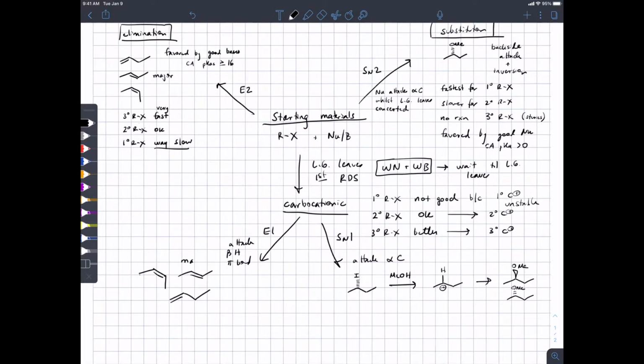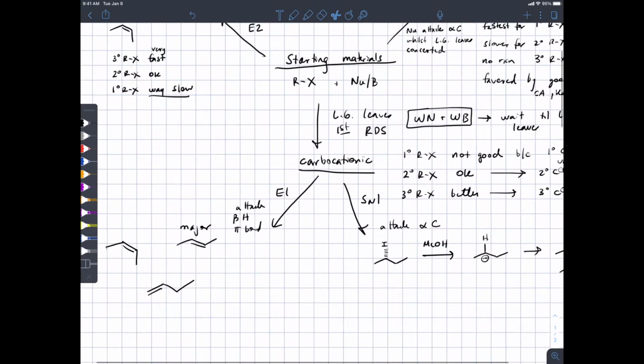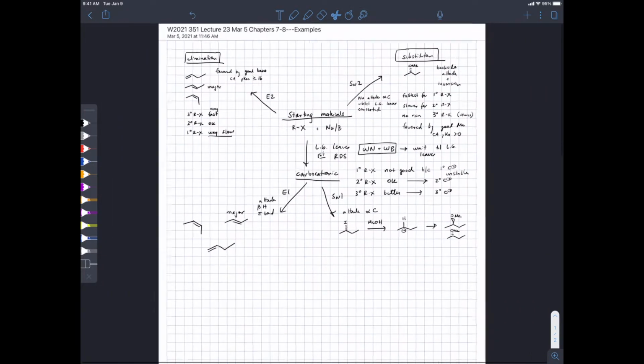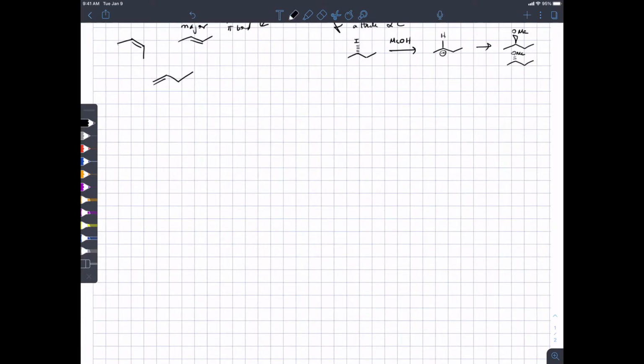For E1, the same rules apply for major versus minor. The more stable alkene is the major product. You've got steric factors to consider, and also the fact that more substituted alkenes are more stable because of hyperconjugation. All right. So in the study guide, you can consider lots of different combinations of these reactions.